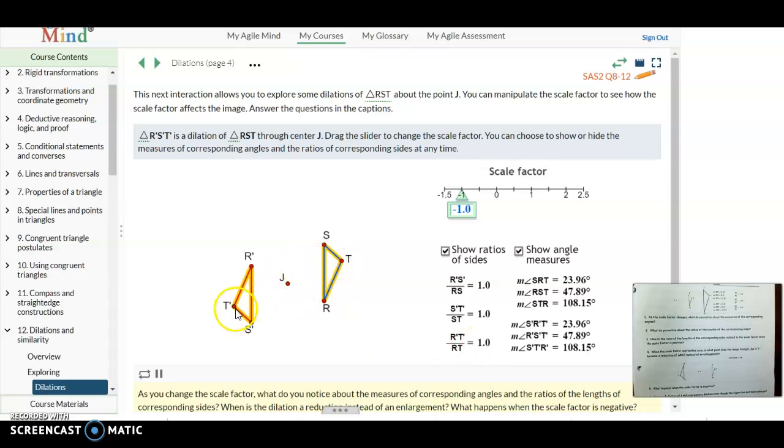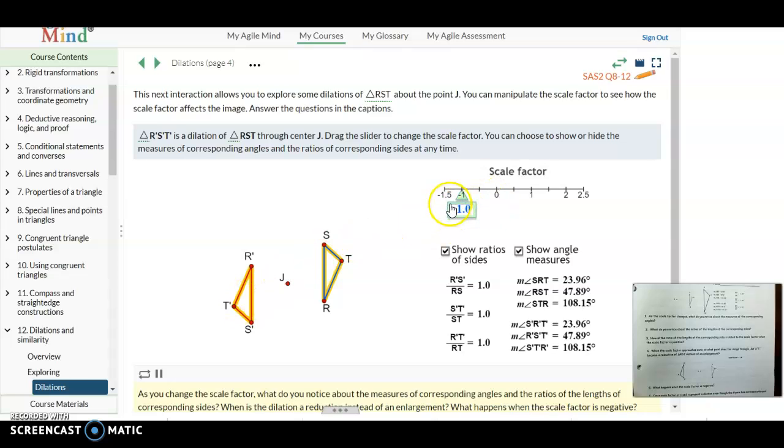But this is not just a translation here. What happened to that figure? The R moved to the top, the S moved to the bottom, the T moved to the other side. I hope you see that that's a rotation. If you look at R prime, J, and R, they are in a straight angle together. And how many degrees does a straight angle have? 180, right? So this is a 180 degree rotation around point J. You'll see S, J, and S prime are in a line together. T, J, and T prime are in a line together.